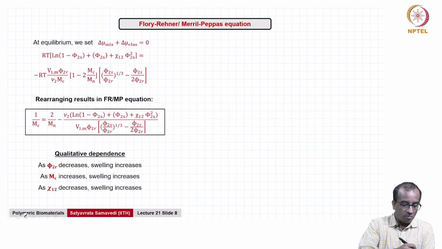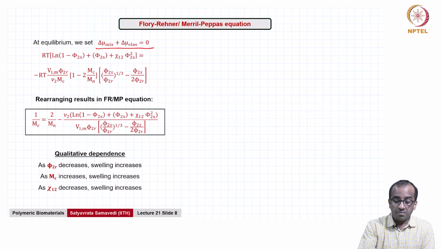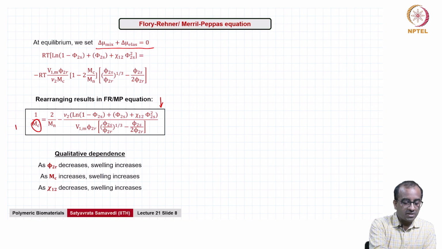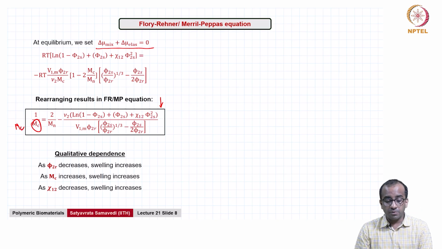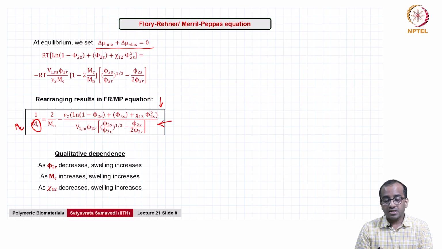Now, putting 2 and 2 together, at equilibrium the sum of these terms has to go to 0, or one has to be balanced by the other, and if you do the algebra and rearrange, what you will end up getting is this very famous Flory-Rehner Merrill-Peppas equation, which now relates the structural parameter MC, which is the molar mass or molecular weight between crosslinks, to swelling, and that is a very, very important idea, because what you can now do is use swelling experiments.